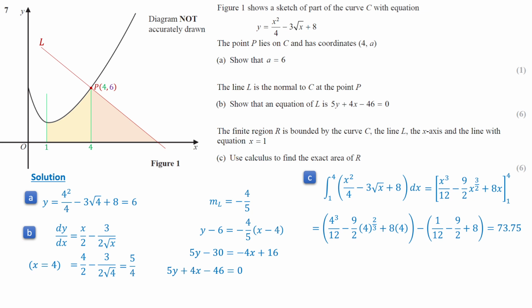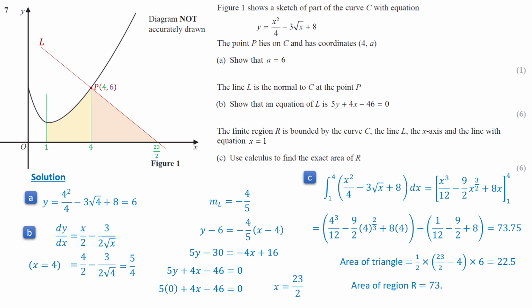Next, we calculate the area of the triangle. We first find the x-intercept of the normal line L by setting y equals 0. Then, x equals 23 over 2. The area of the triangle is calculated by half times base, which is 23 over 2 minus 4, times height, which is 6. The area of the triangle is 22.5. The total area of region R is the sum of the two areas, which equals 96.25.